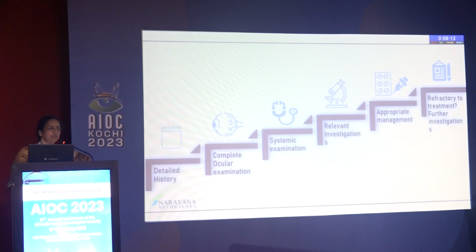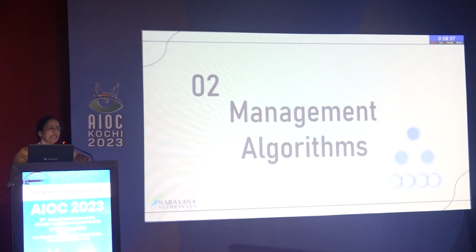We'll do a nuanced examination. Accordingly, we order relevant investigations and start the patient on appropriate management. If the patient is refractory to treatment or not responding, we re-investigate and change our treatment plan. So this is the way we work on it. What algorithms are available? Broadly, we divide uveitis into infectious or non-infectious uveitis.